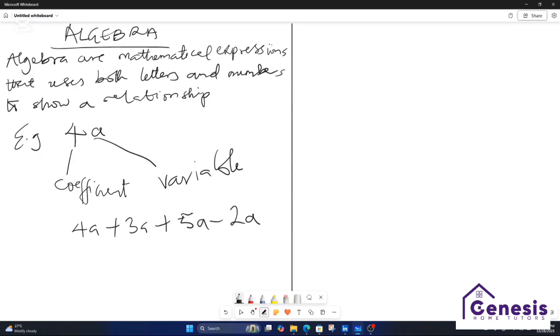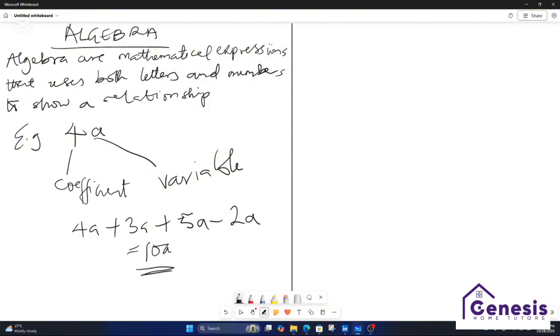So we could say 4 apples plus 3 apples plus 5 apples, take away 2 apples. So we know that 4 apples plus 3 apples will give us 7 apples. That's 7a plus 5 apples, 12 apples, minus 2 apples, 10 apples. So we have our answer to be 10a.